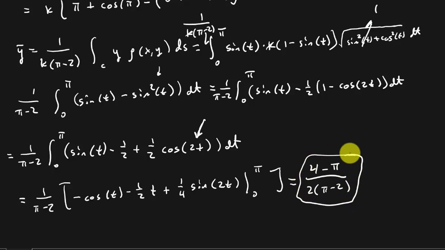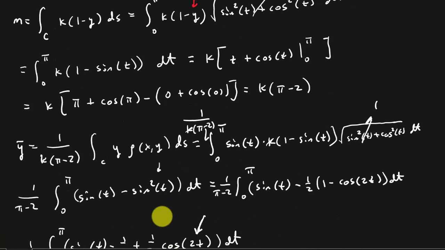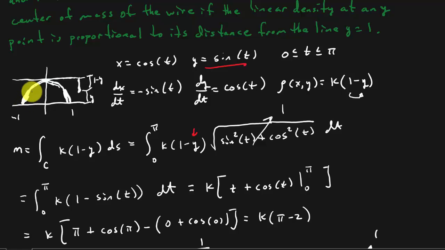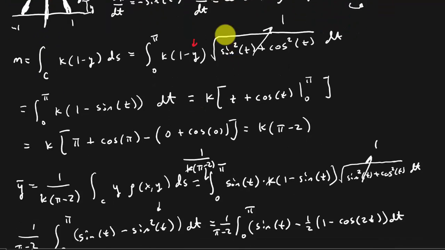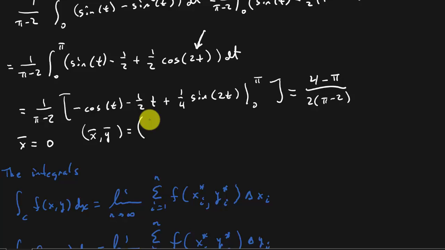There's y bar, and then for x bar, we don't need to do anything because this thing is symmetrical about the y-axis, so we know x bar is going to be right in the middle there. So x bar, we know, is just 0. And so our x bar, y bar, is equal to 4 minus pi over 2 times pi minus 2.